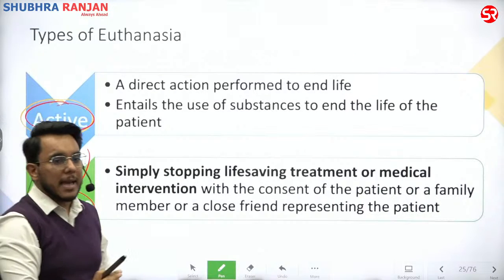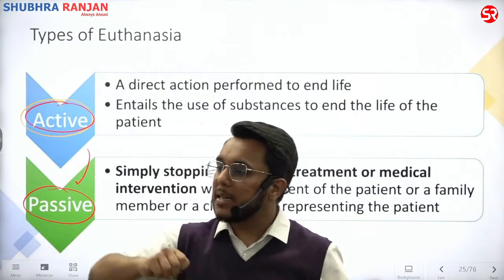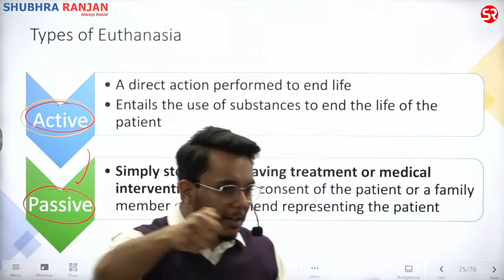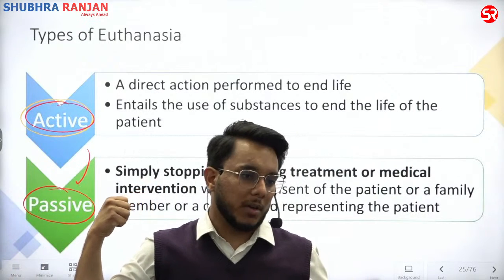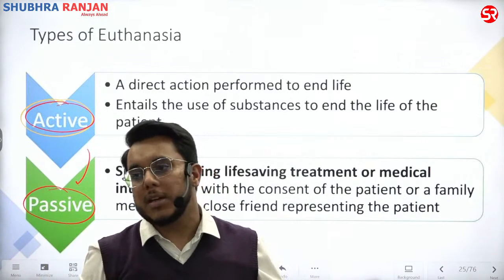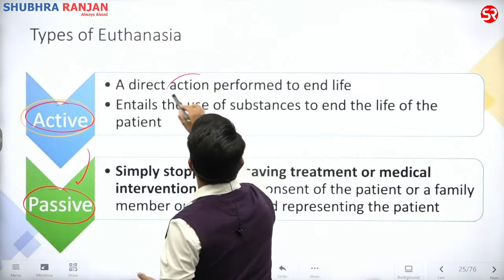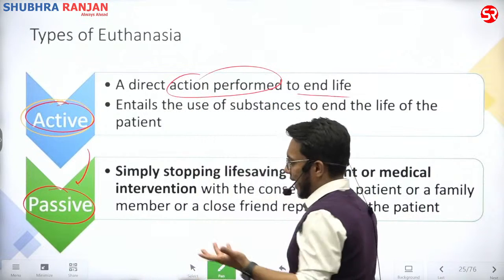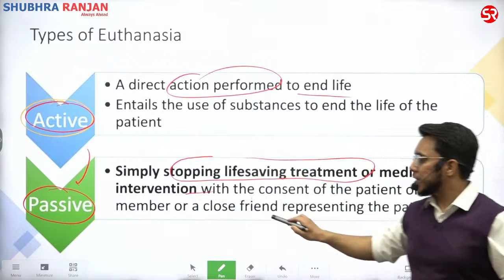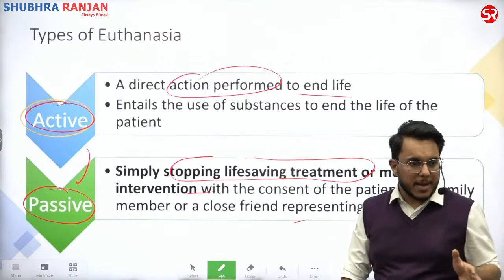Passive euthanasia mein kya hai ki a person is not being given a lethal substance, but if a person is dependent on some life support, for example, a ventilator, then that ventilator will be withdrawn. Or any such kind of life support, if a person is dependent upon, that life support will be withdrawn. So, two types of euthanasias: active, direct action performed to end the life, and passive, stopping the life-saving treatment or the medical intervention by which a person was kept alive. Samajh mein aa raha hai ya nahi aa raha?